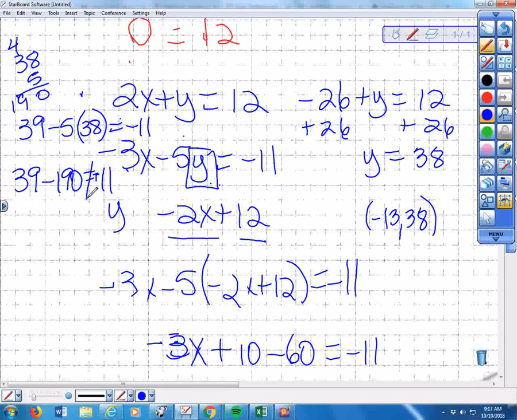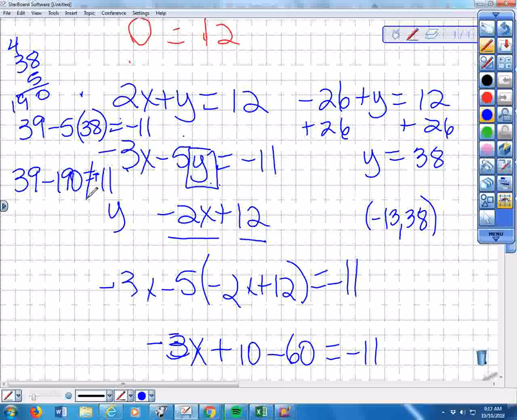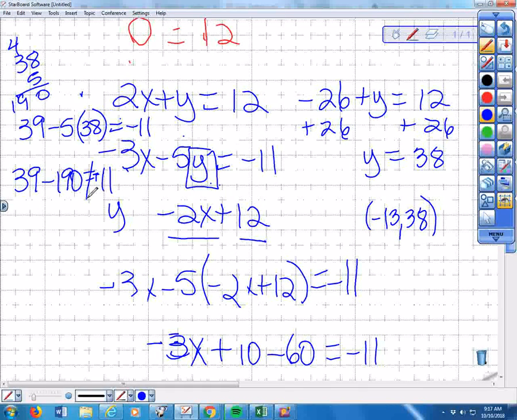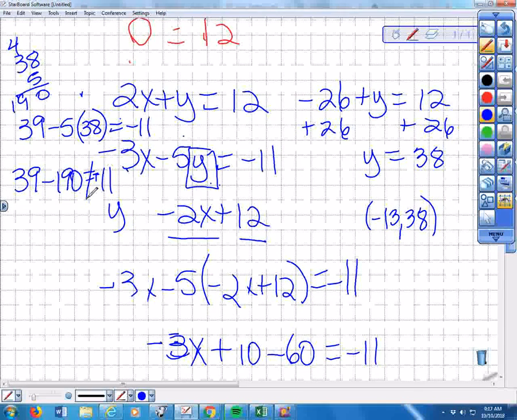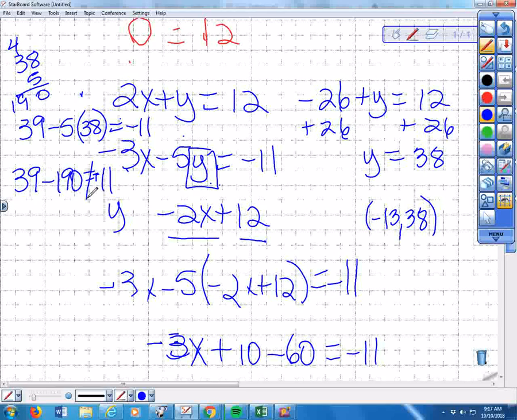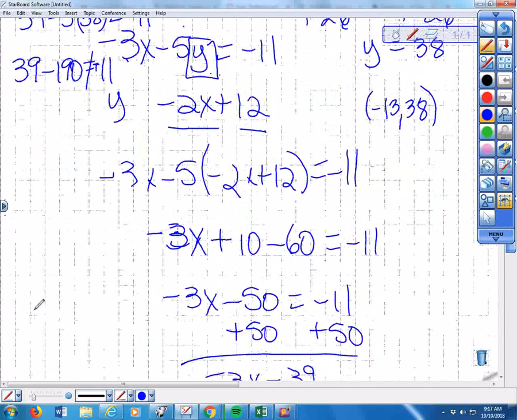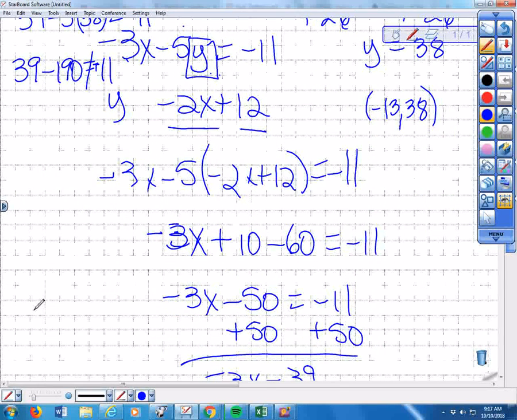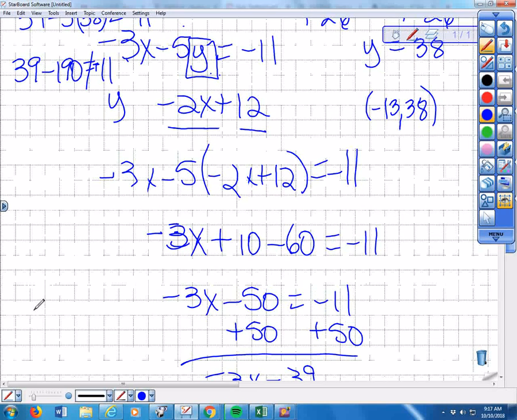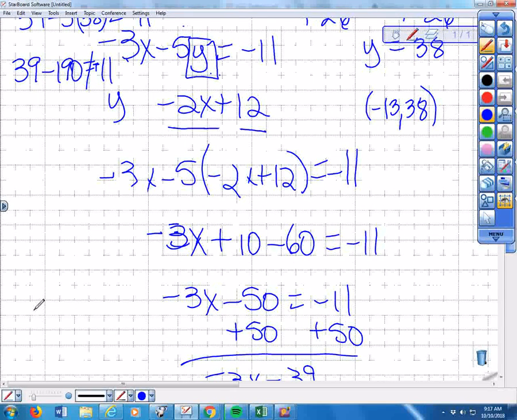Okay, so let's figure out where we messed up, where I messed up, because you guys weren't helping me at all, obviously. Okay, so the first thing I did is I solved for y, and I got y equal to negative 2x plus 12. I plugged it in for y in this equation to get negative 3x minus 5 times (negative 2x plus 12) equals negative 11. Aha! What's negative 5 times negative 2x?